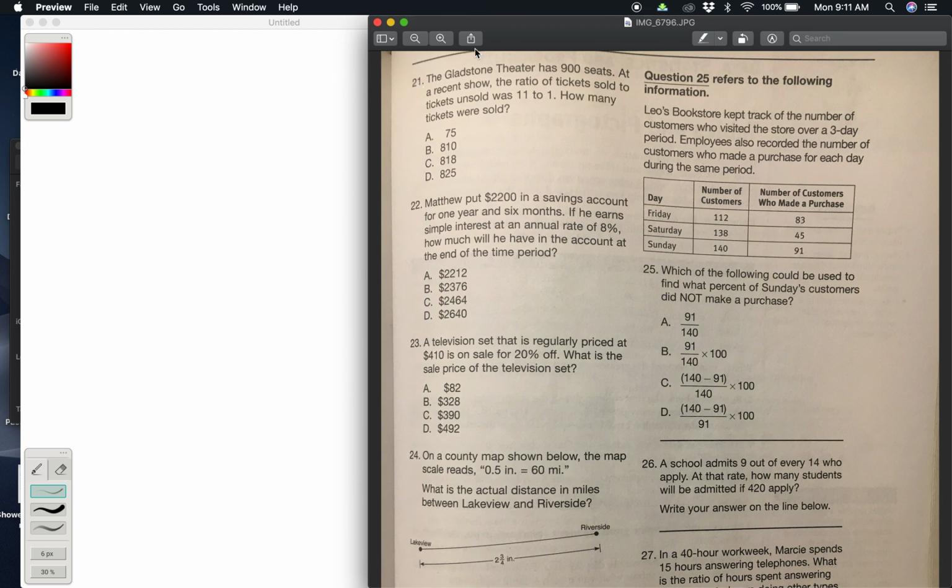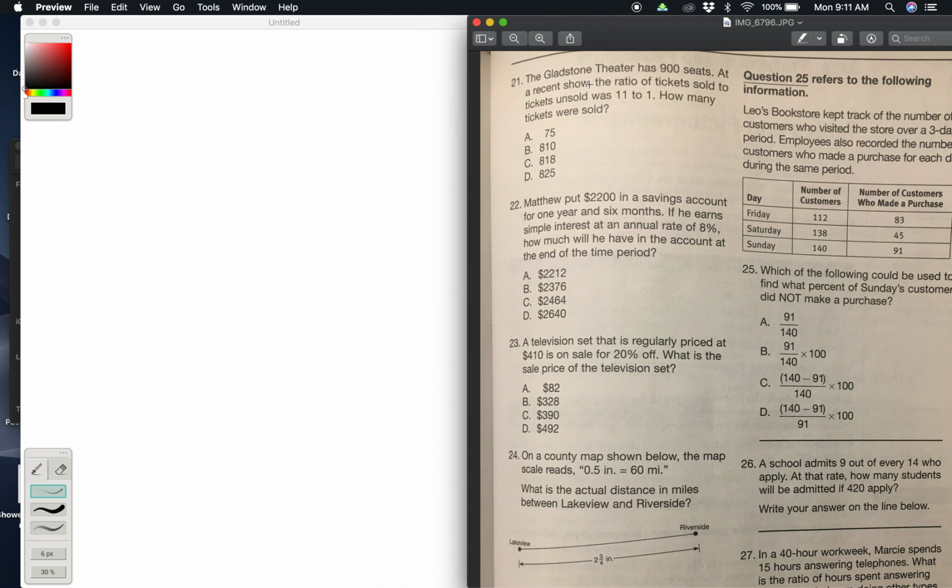So, number 21, the Gladstone Theater has 900 seats. At a recent show, the ratio of tickets sold to tickets unsold was 11 to 1. How many tickets were sold? Okay, so we have to figure that out. We realize that the total amount, the base amount, is 12, because 11 plus 1. We know that this represents 12 as the total amount.